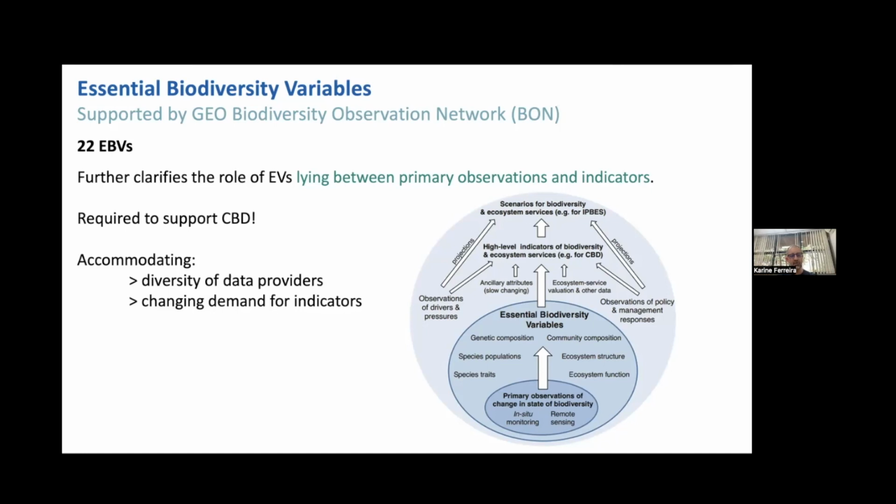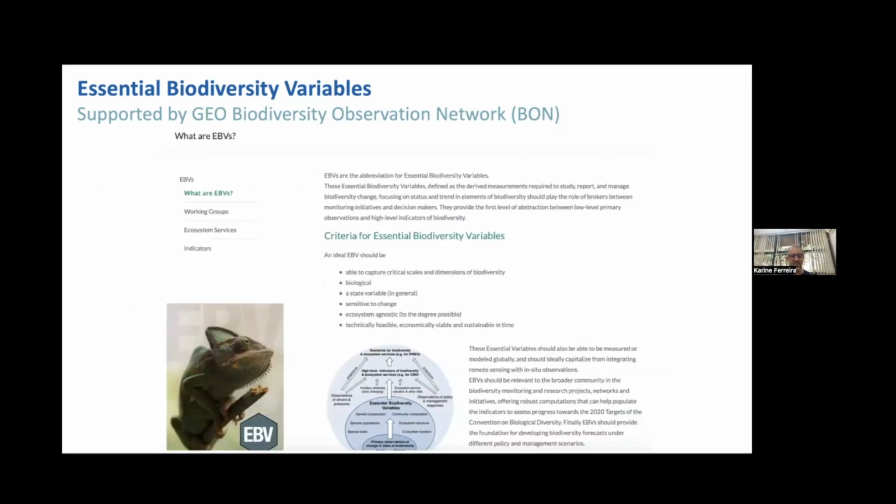So they are also supporting a convention, the Convention on Biodiversity, the CBD, and they are aiming to accommodate the diversity of data providers. And in their community, one specific challenge they have is also the changing demand for indicators. So it's a huge challenge for them, and they are still facing that challenge quite intensively.